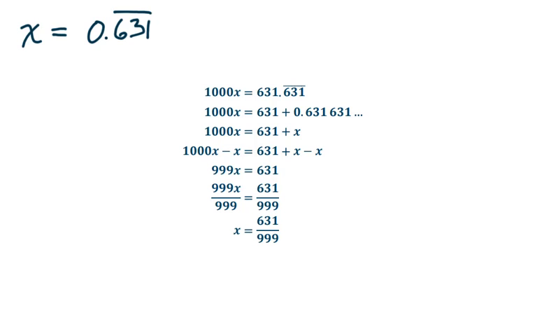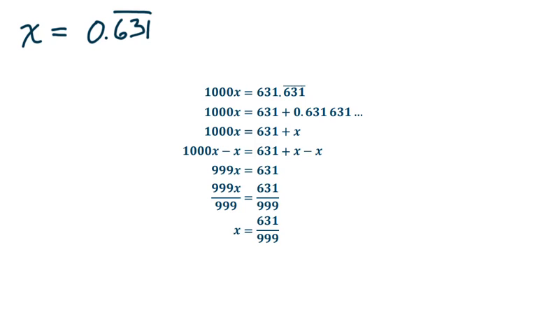Our work in this problem is to find the fraction equivalent for the repeating decimal 0.631 repeating. The 631 is what's repeating. So we're going to start by multiplying both sides by 1,000, or 10 to the third.